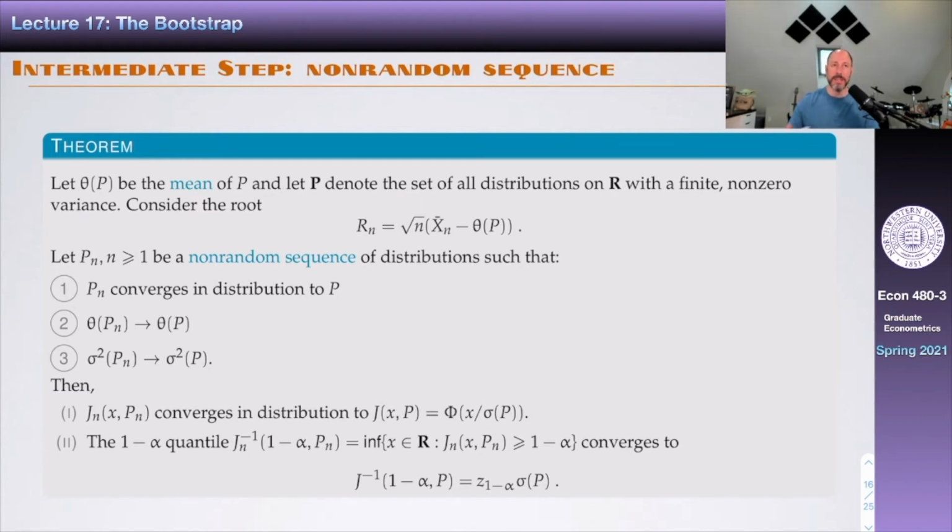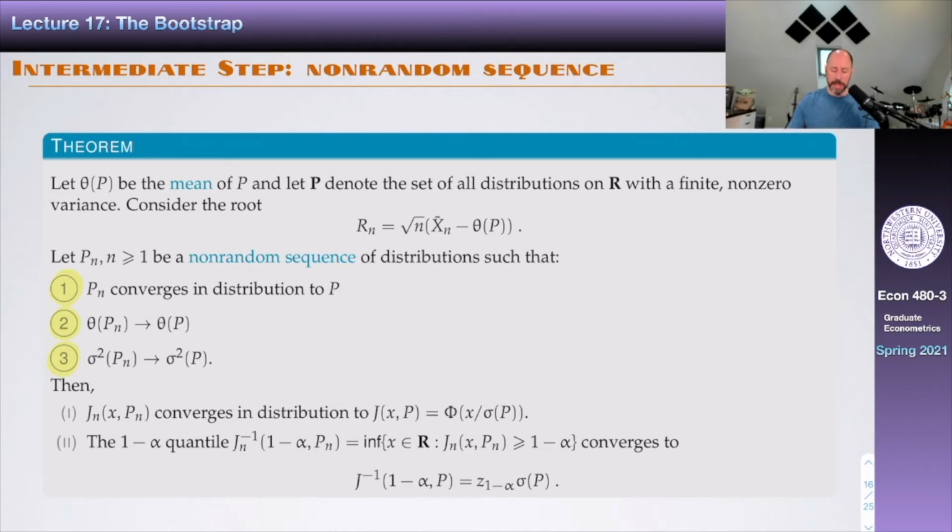Okay? Again, these are distributions where we can apply central limit theorems. Consider the root, Rn, which is the square root of n times (X bar minus theta of P). Let Pn be a non-random sequence of distributions such that 3 conditions hold. And this is important. The first one: Pn converges in distribution to P. The second one is that theta of Pn converges to theta of P. And the last one is that sigma squared of Pn converges to sigma squared of P.